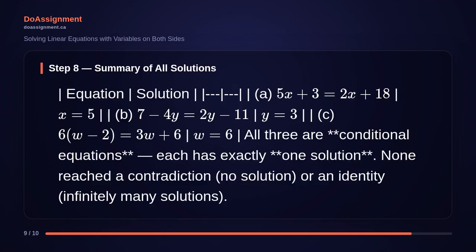Here is a summary. Part A gives x = 5, Part B gives y = 3, Part C gives w = 6. All three are conditional equations with exactly one solution each. None of them turned into a false or always true statement during solving.